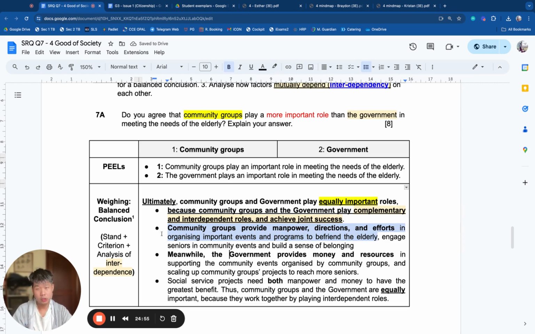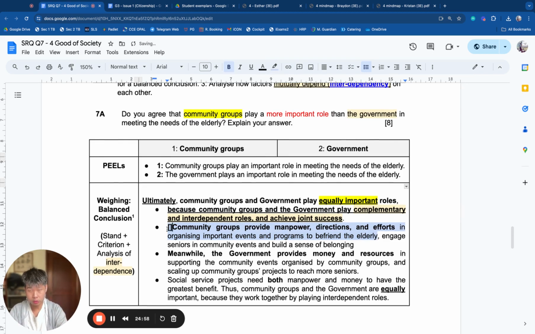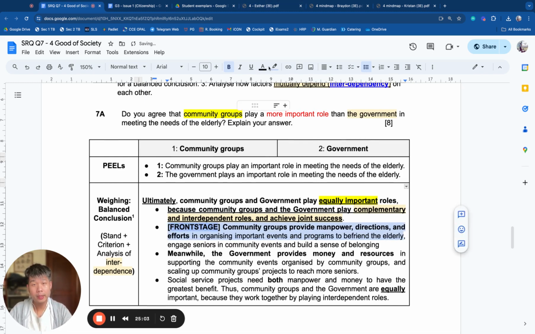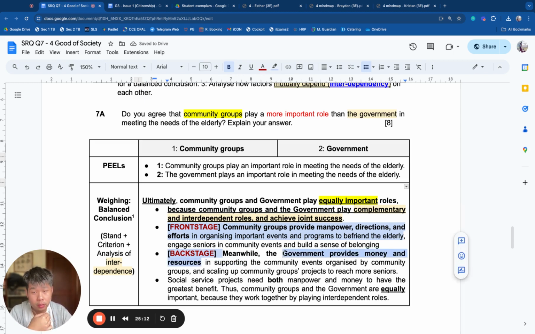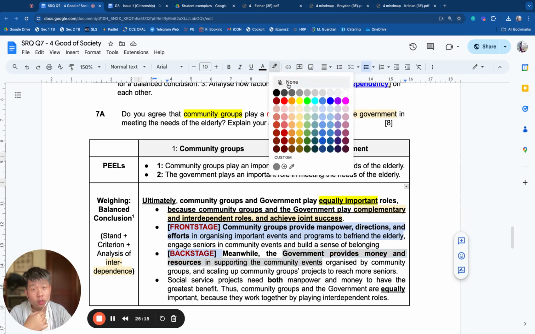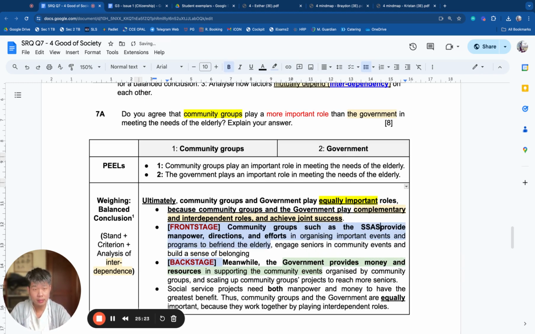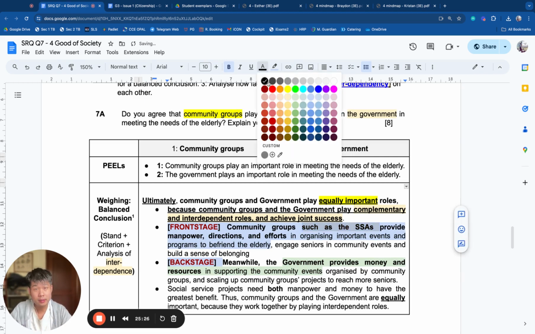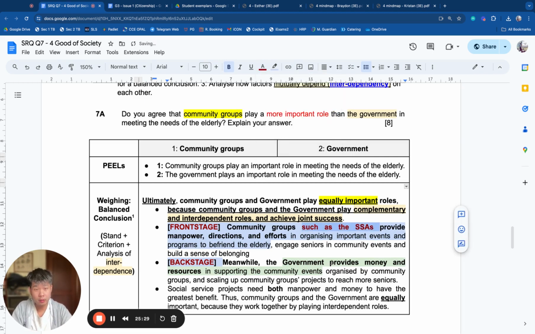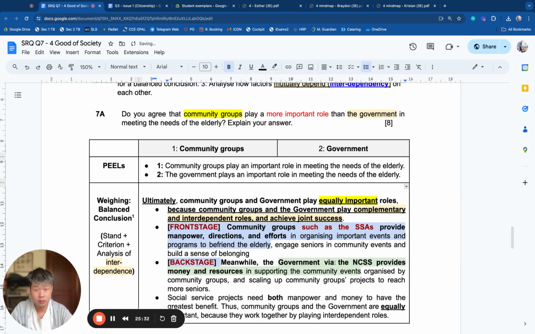And meanwhile, at the backstage, right? So this is sort of the front stage. Meanwhile, at the backstage, the government provides money and resources in supporting the community events. And over here, it's perfect, right? Because the example we had was exactly this, such as the SSAs. The SSAs provided these things, and the government via the NCSS provides the money and resources to the SSAs.